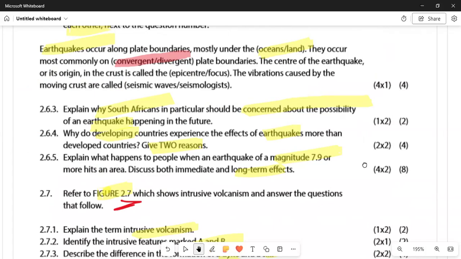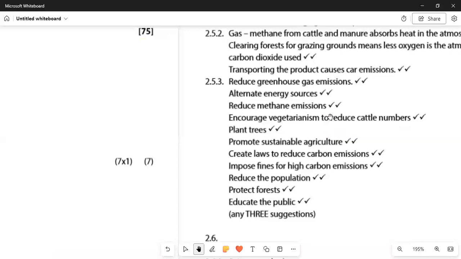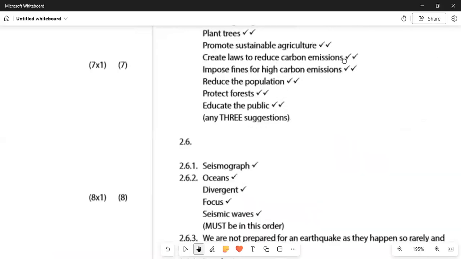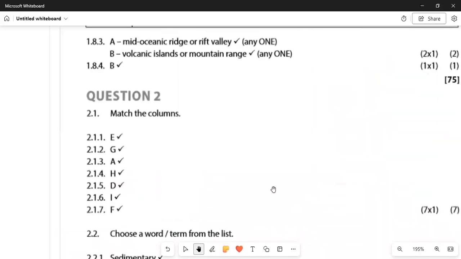And then if we move on again, we can see that we have some answers pertaining to this content. In 2.6.2, the correct answers are the ocean, then divergent and focus. The last one is seismic waves. They should be in order. They must be in order. Then you get your 4 marks.